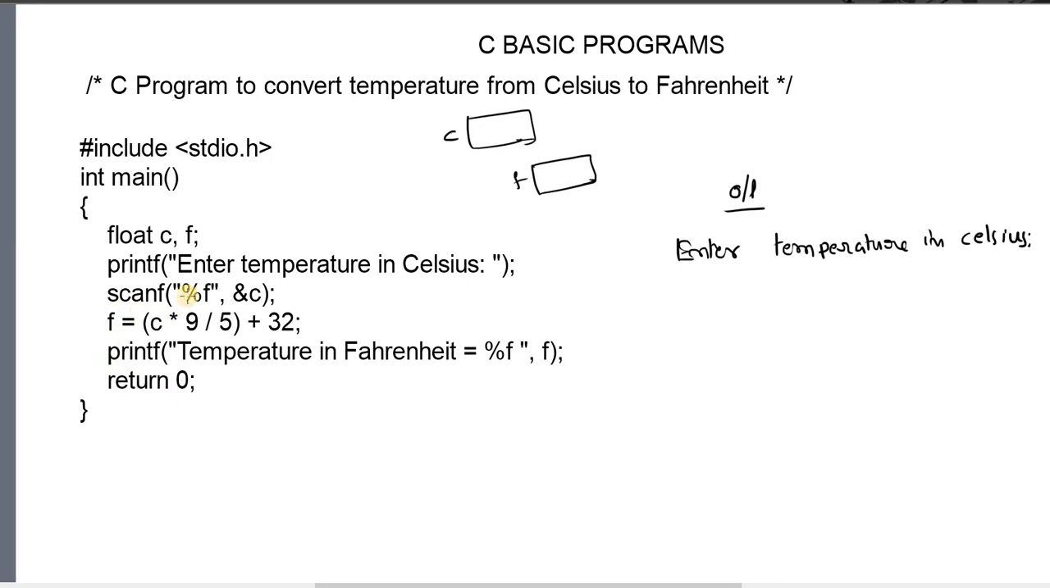This scanf is the input function. The input function takes the values from the keyboard. The first parameter of this function is called the control string. In this control string one specifier is there, so it will take one value. The %f is a specifier for float.